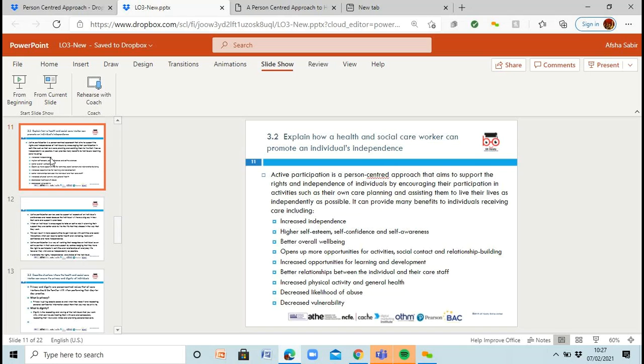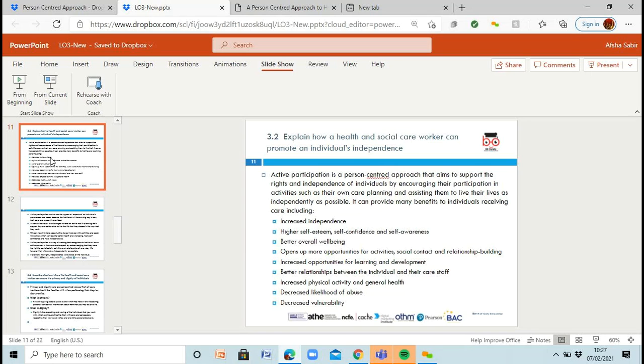So you're doing this by encouraging them to participate in activities themselves. So you're encouraging them to go and make a cup of tea. You're encouraging them to go to the bathroom unassisted if they're able to. You're encouraging them to choose their outfit for the day or choose what they want to eat.